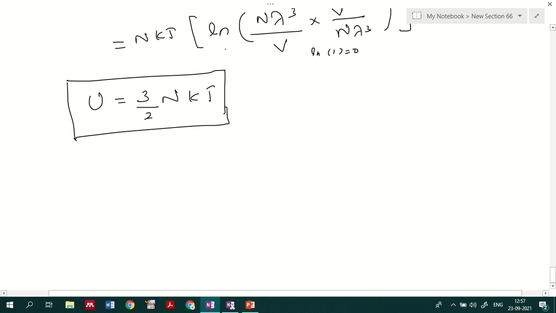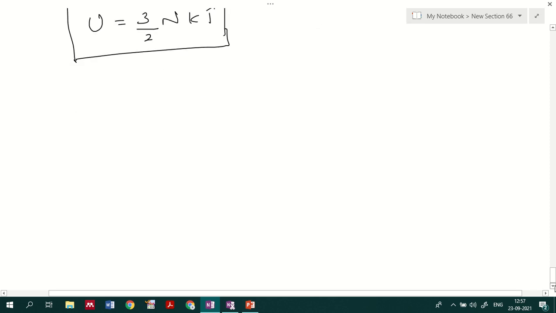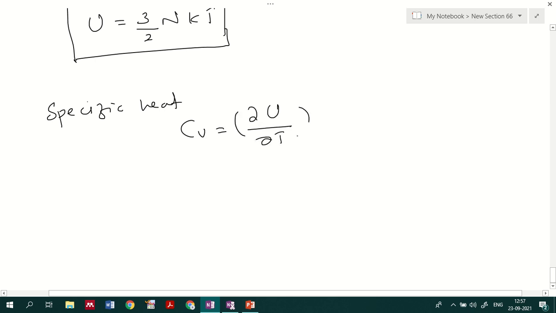Okay, so this part of the term will go to 0 and the remaining will be U equal to 3 by 2 kT. So that's why we got U equal to 3 by 2 kT. Now the next parameter we'll be trying to identify is specific heat. Okay, specific heat. So that is Cv equal to ∂U/∂T at constant volume. That is the specific heat at constant volume that we are trying to identify.